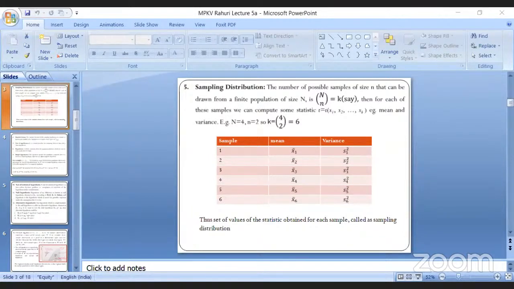Now standard error is visible, or I should go back? No, sir, it's not visible. Sampling distribution.